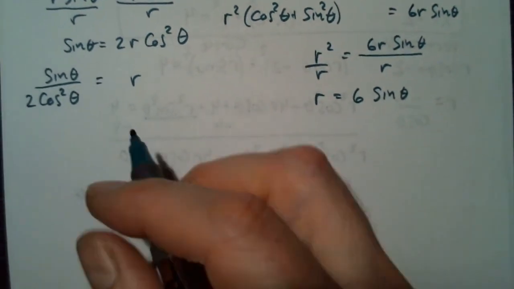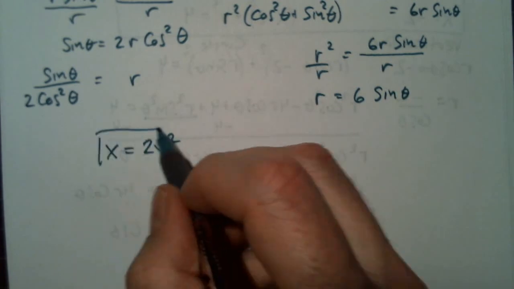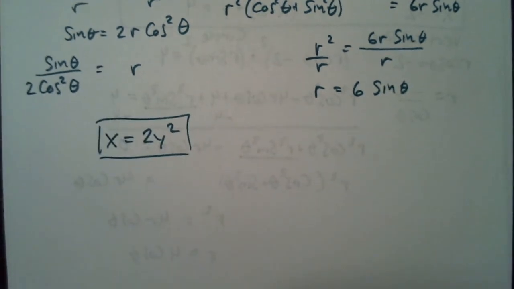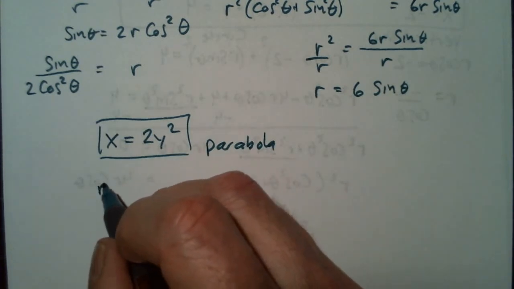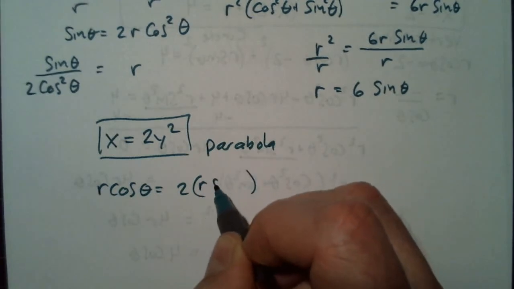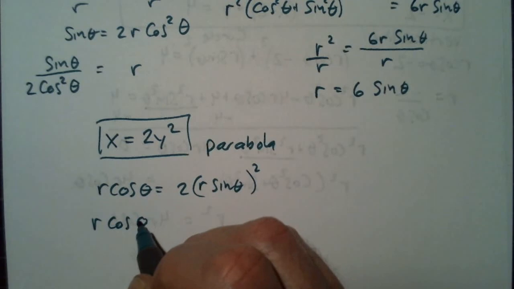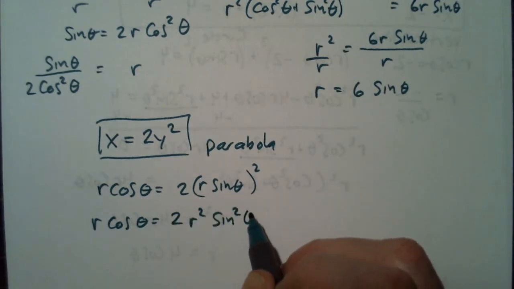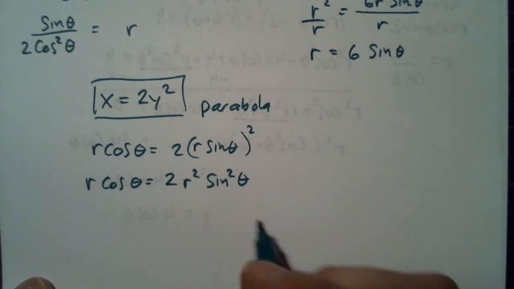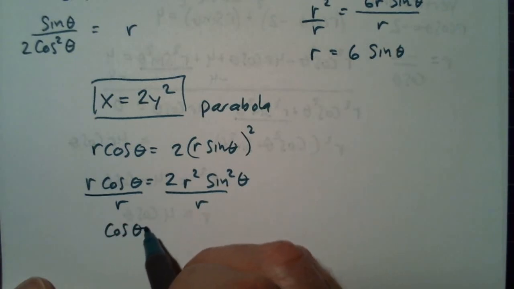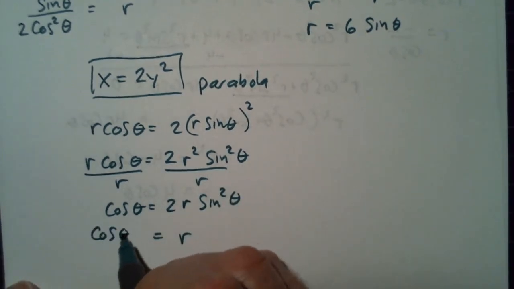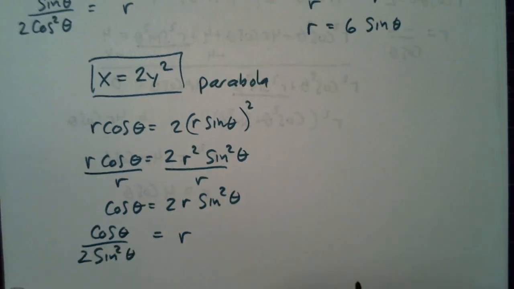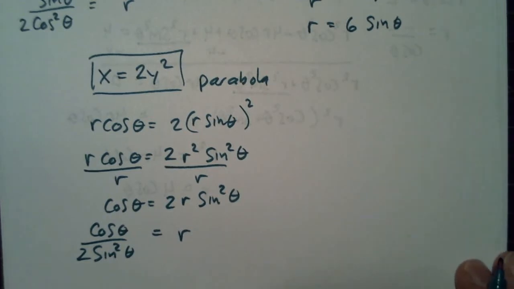Now let's do one more. Alright, convert that to polar form, and we know that that is a parabola. Pause the video and try that. x is r cosine theta, y is r sine theta, and we want to get r by itself. Why don't we divide by r? And then we'll divide by 2 sine squared. So cosine over 2 sine squared theta is r, and that will be the equation of a parabola in polar form. We'll stop there.